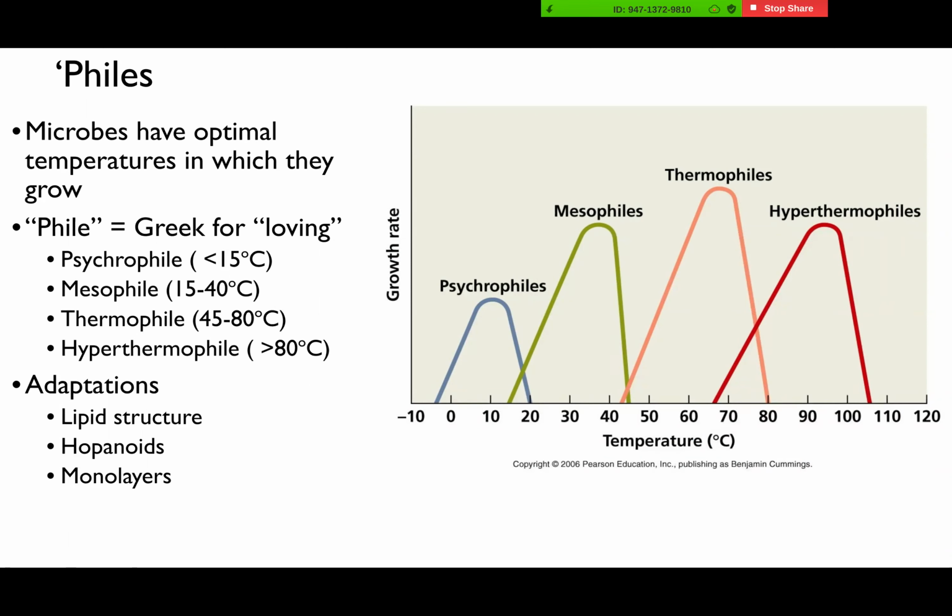So this leads us to classifying microbes by their temperature. And this leads us to this term phile. Phile is just a Greek word for loving. And so we can look at a couple different types of microbes.